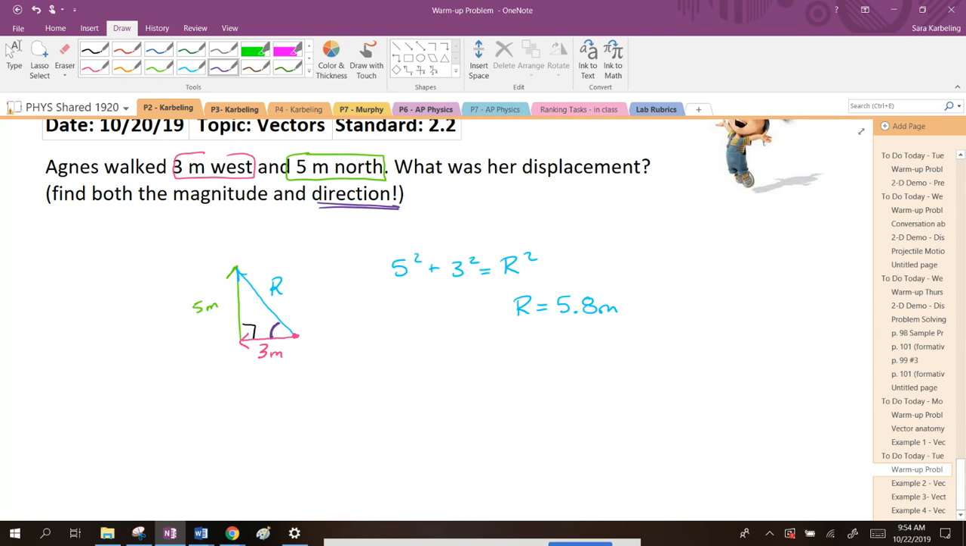Okay? So when we're finding the direction, we're going to write this down right now. To measure the angle, the vertex is at the origin, where you started the story. Okay?